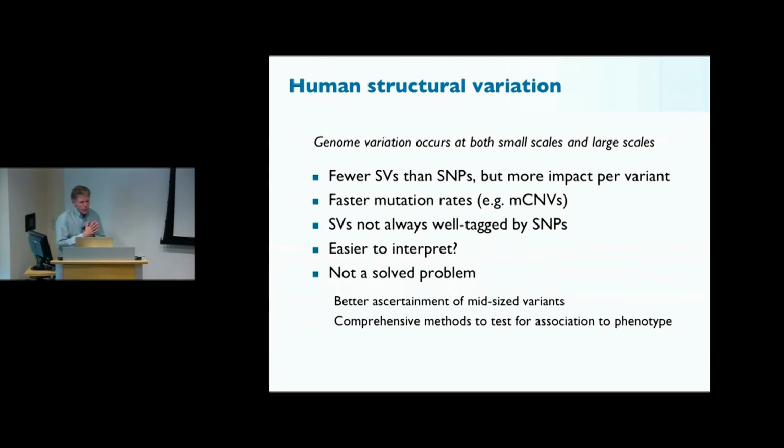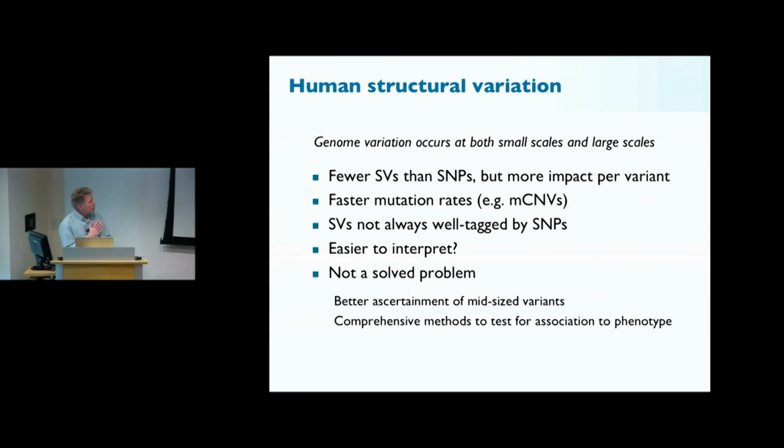So we've talked about structural variation, that there are fewer structural variants than SNPs, but there's generally more impact per variant. Maybe 3 to 7% of eQTLs are driven by structural variation, even though there are many fewer of them in each individual and in the population. In some cases, especially the multi-allelic CNVs, there seems to be evidence that they can have faster mutation rates, which makes them difficult to impute. They're not well tagged by nearby SNPs. In some cases, they can be easier to interpret because they have definite effects. Like if you duplicate a gene, the expression of the gene goes up, right?